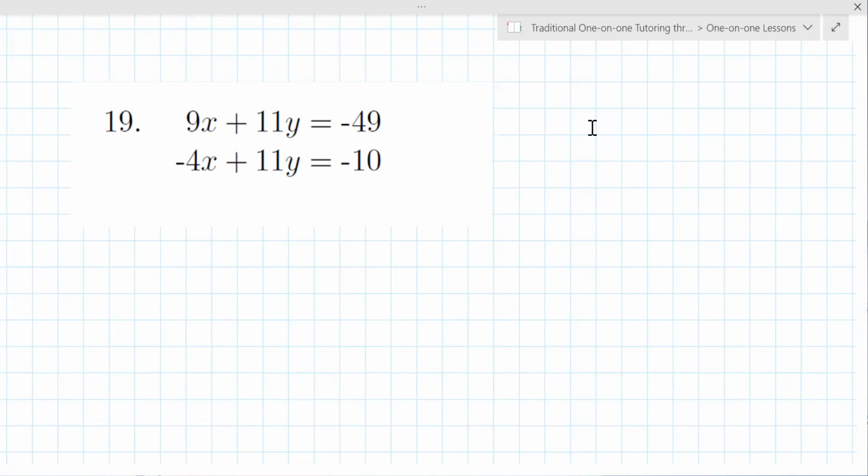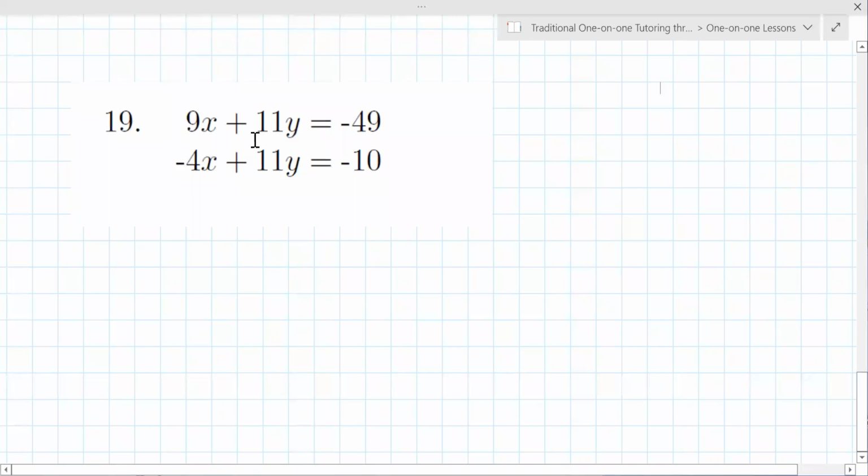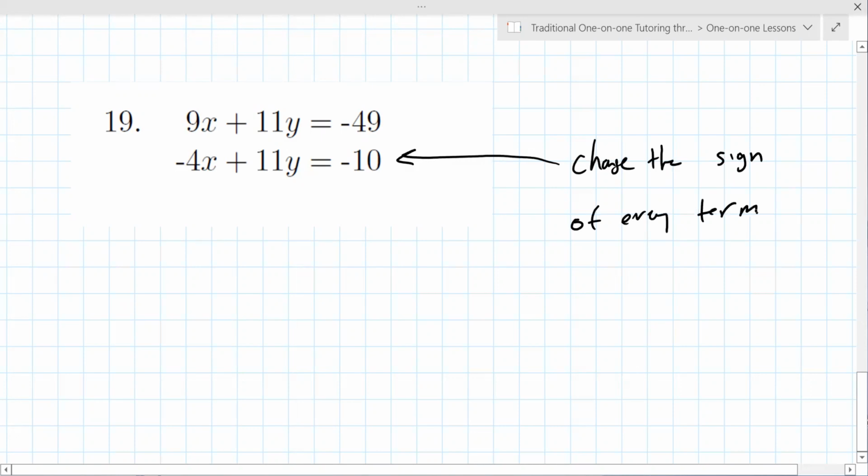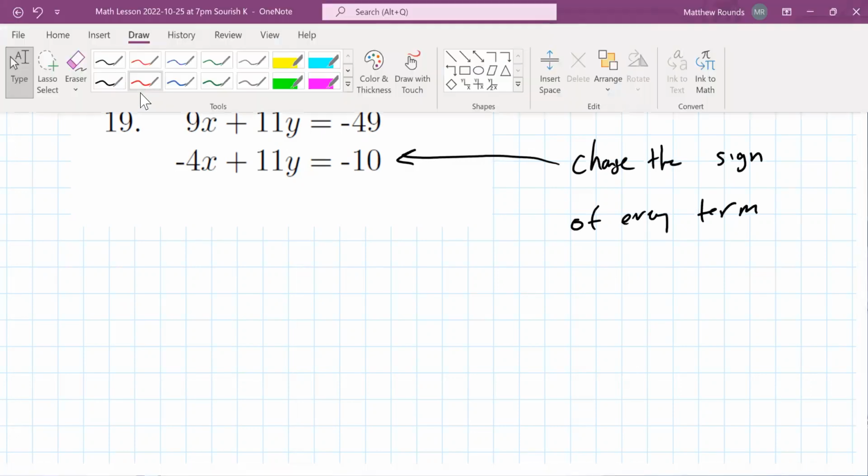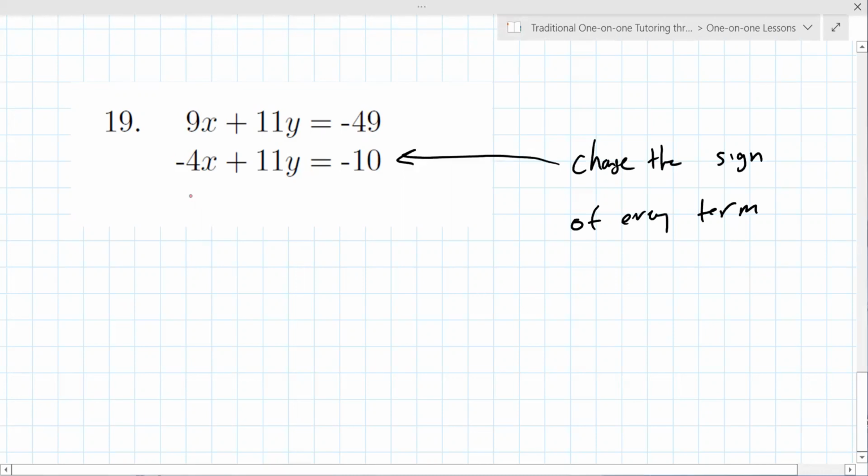Ready to move on to another problem? Great. So notice that in this problem, do you see how it's 11y and 11y and they're both plus? They're both the same. So we want to do this again. We're on the second equation. We want to change the sign of every term. So we're just going to go term by term. Minus 4x in front. Is it positive or negative? Negative. So we're going to make it positive.